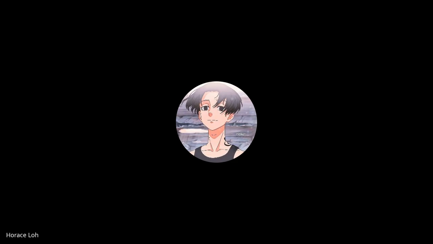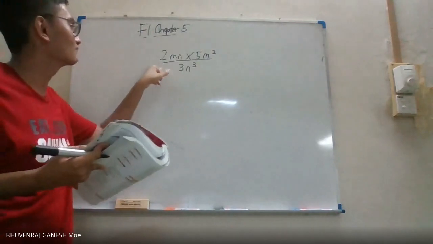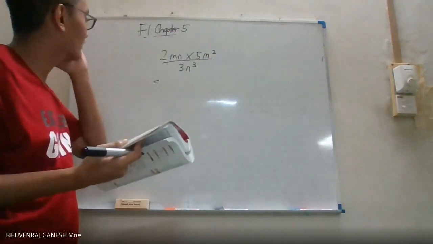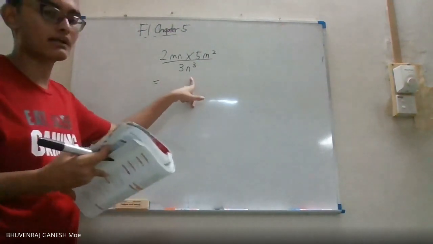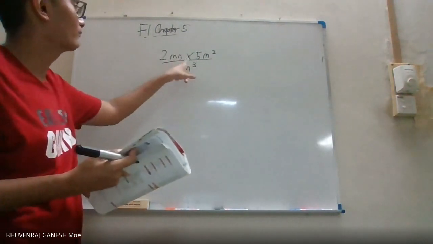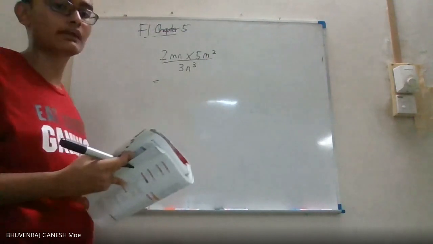Five m cube. N -3. How you get 5m cube? This one is 2 times 5 over 3, 10 over 3 should be. Then you say m cube here, and the n should be n power negative 2. Because you see, n1 over n3 means n1 minus 3, so it's n negative 2.